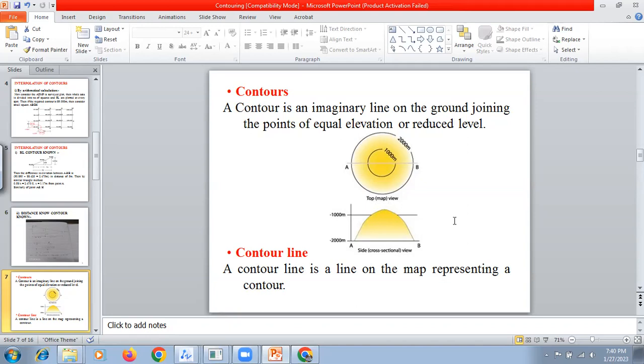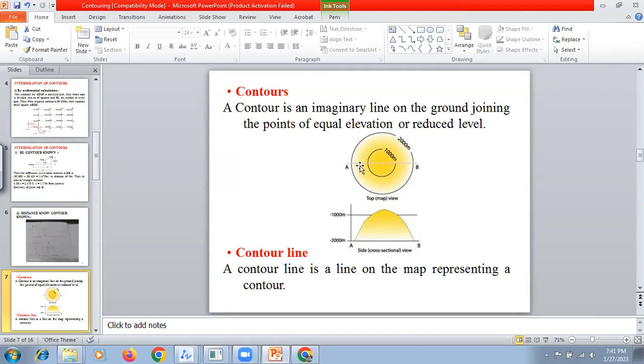Do you find any discrepancy in this, or it is right? 2000 is higher than 1000, isn't it? But here 2000 is below. Actually here it is minus. This 2000 is minus 2000, and this is minus 1000. So 2000 is minus, that's why it is below here, and 1000 is above, that's why it is here. There is one small mistake in this sketch.